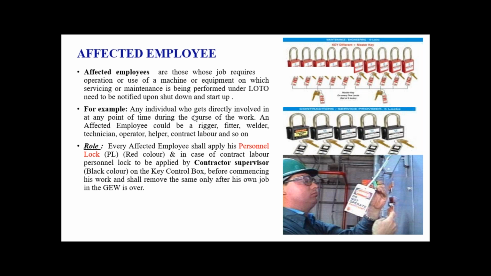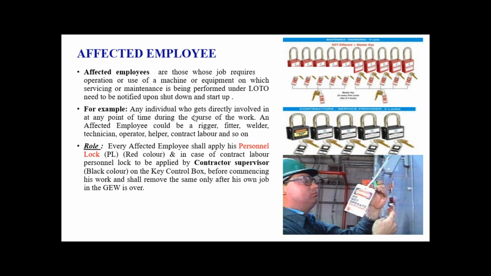For example, any individual who gets directly involved at any point of time during the course of work. An affected employee could be a rigger, a fitter, a welder, a technician, an operator, a helper, a contract labor, and so on. In case of a sudden energy release or a stored energy release, the person nearby to that energy source can be affected, and that is why these are the examples of affected employees.